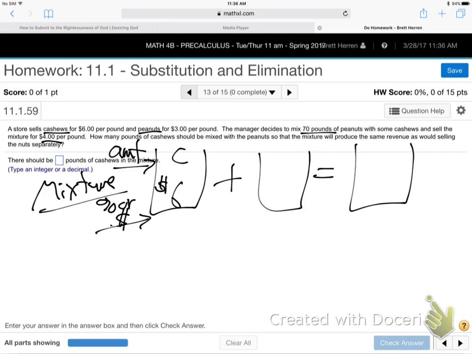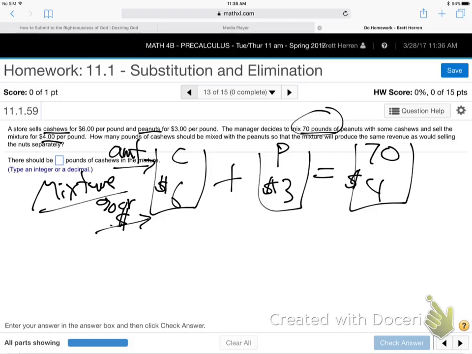So C is the amount of cashews, P is the amount of peanuts, at $3 a pound. Sometimes they give you percentages, like a chemical that's 70% acid, or whatever, dollars, percentage, whatever. Mix 70 pounds, that's the total over here, that's the total amount. And it's going to sell for $4 a pound, the mix. They're going to mix the more expensive stuff, the cashews, and the cheaper peanuts, and get a mix at $4 a pound. Is that good? That makes sense there?